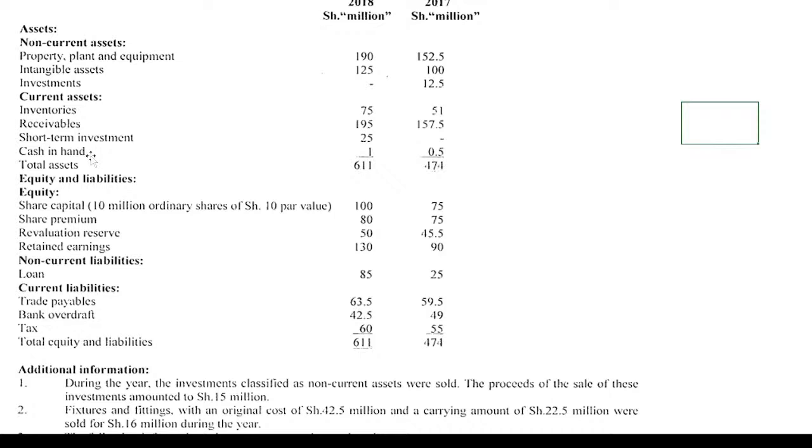Then we also have the equity and liabilities. We have the equity, share premium, revaluation reserve, as well as the retained earnings. Then you have the non-current liability, the loan, and the current liabilities: trade payables, bank overdraft, and tax. Remember, we are going to utilize the indirect method if we have not been told.